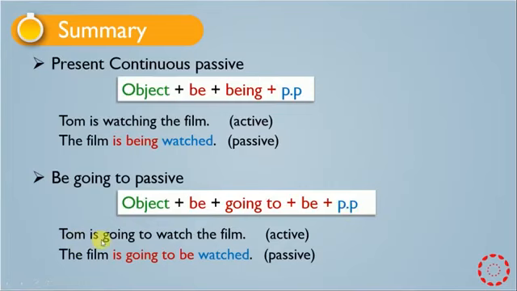Look at the first example. Tom is going to watch, is a base here. The film is an object. We say the film is because it's singular. We say is going to be. We change the verb from present to pp. Watch became watched. And this is all about the present continuous passive and be going to passive.